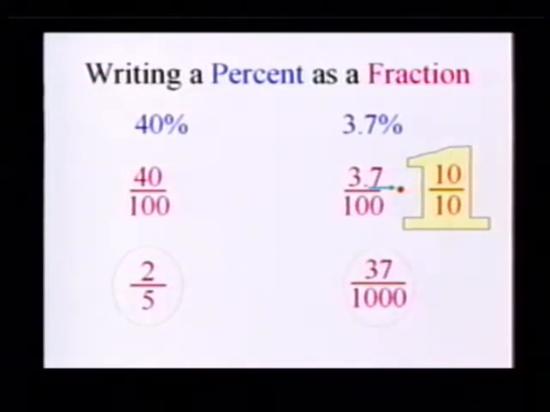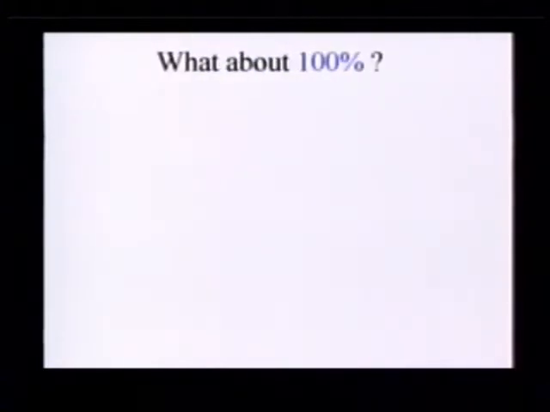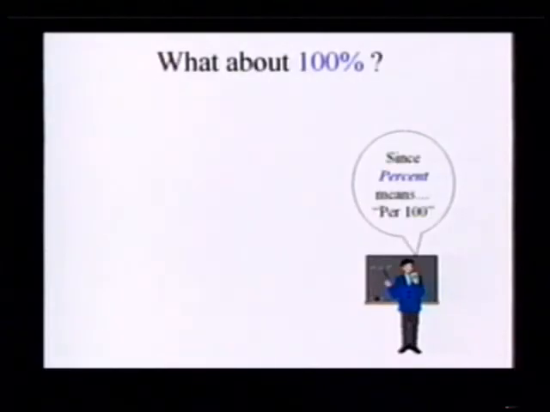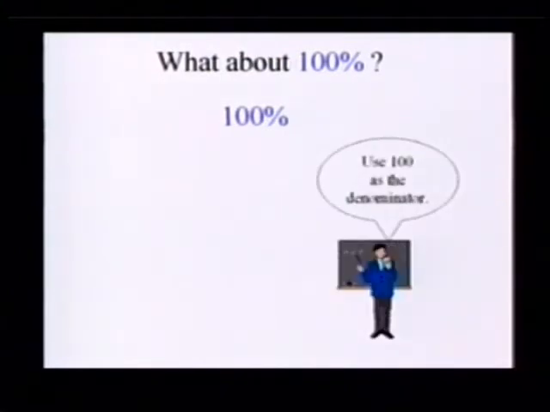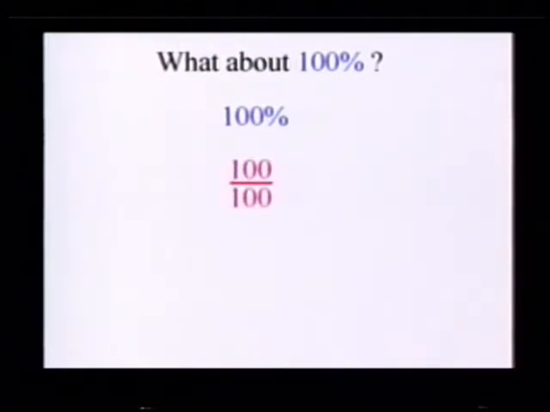All right. Wait a minute. What about 100%? How would you write that as all these things? What the heck is 100%? As a number, as a fraction, as a decimal? Well, consider the same thing. Percent means per 100. So 100% is 100 over 100. Is that your final answer? No, you have to reduce. Dividing, I get 1. So 100% is the number 1.